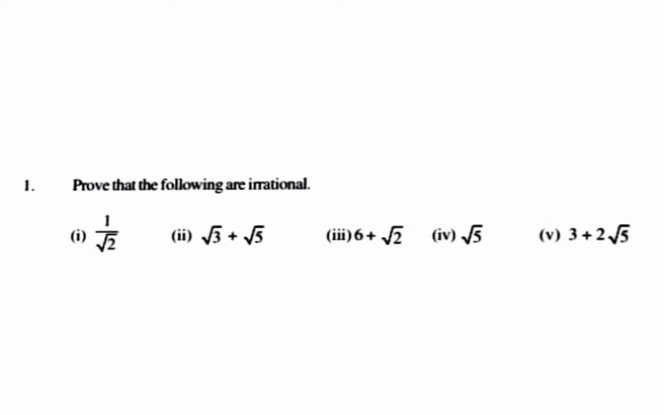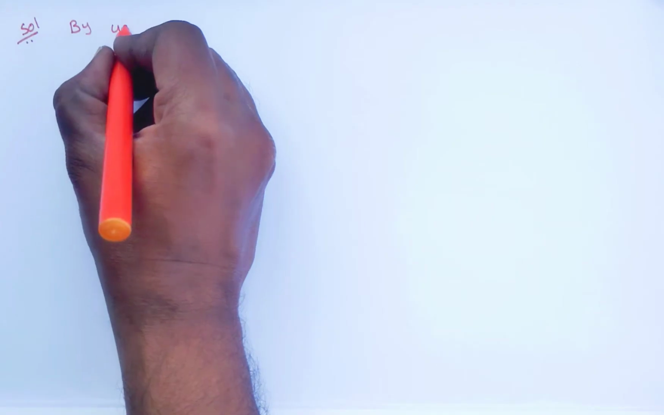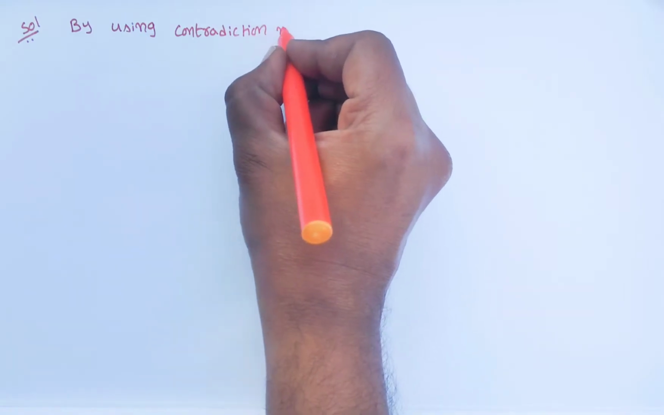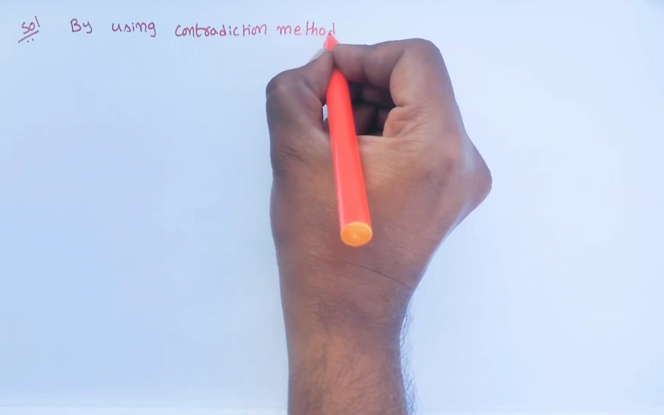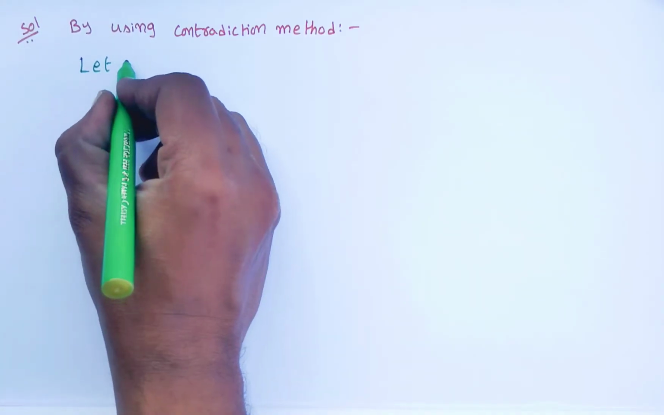Prove that 6 plus root 2 is an irrational. Here 6 is a rational and root 2 is irrational. Summation of rational plus irrational, we get the result as an irrational. But we prove this one by the indirect method, proof by using the contradiction method.